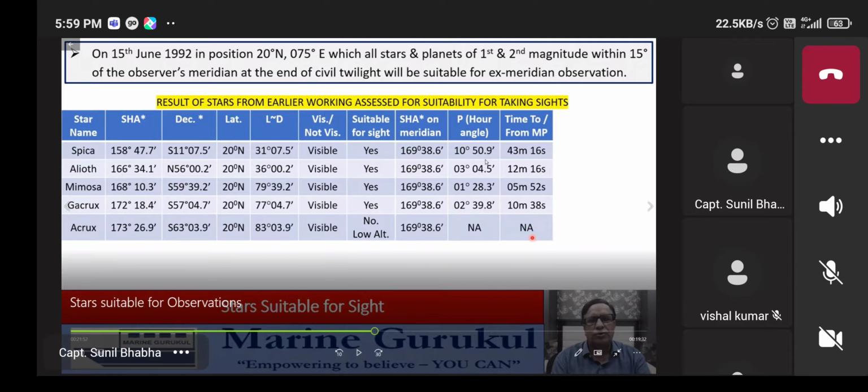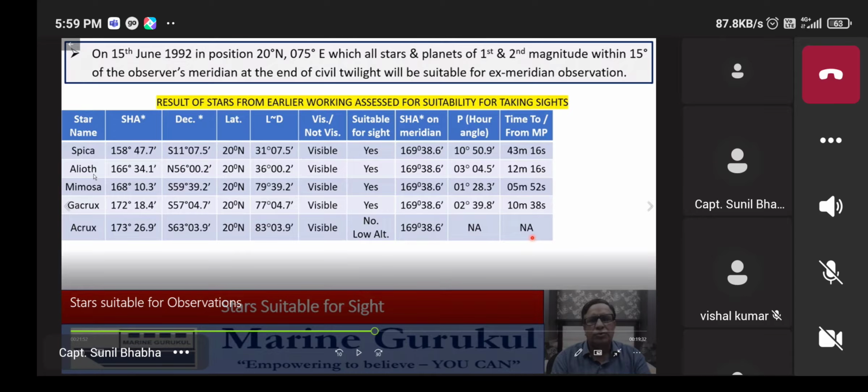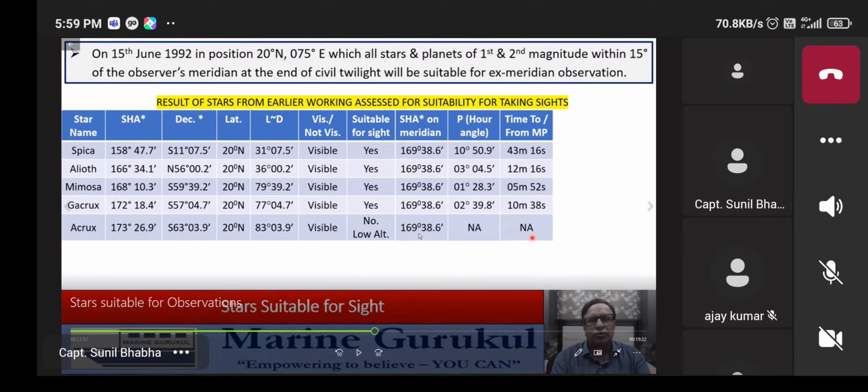So likewise you see we have obtained the time for each and every star. Number 2 star Elliot is going to take 12 minutes 16 seconds to come on our meridian. Mimosa will take 5 minutes 52 seconds to come on our meridian, and Gekrux is going to take 10 minutes 38 seconds. Sir, that last is before meridian passage, na sir, 10 minutes before meridian passage.